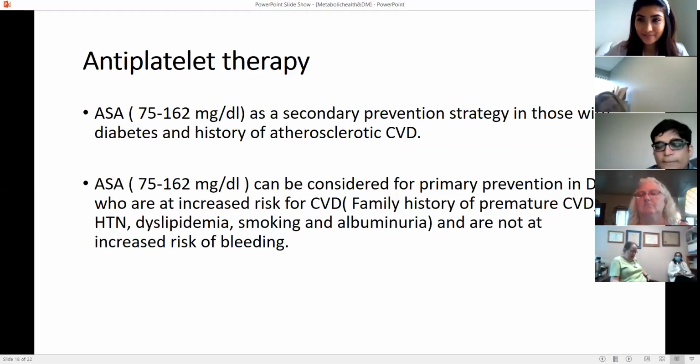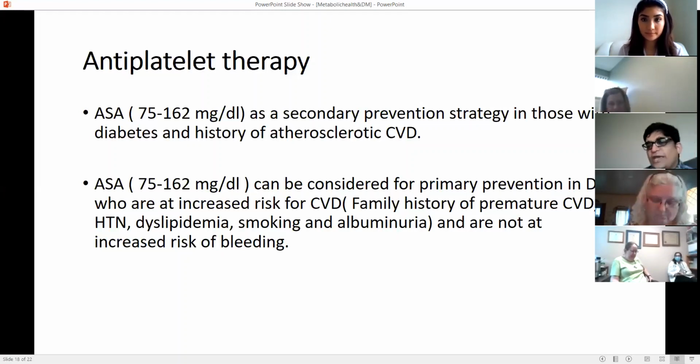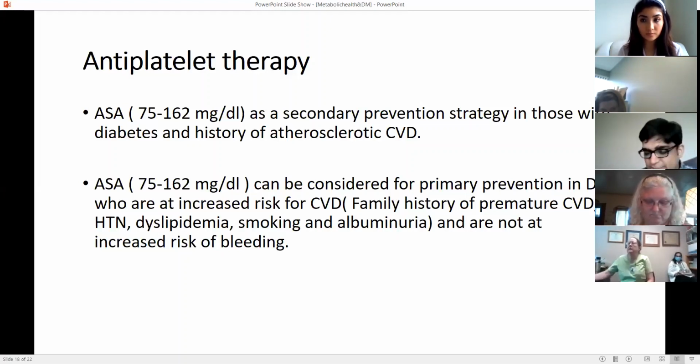Okay, that's all right. All right, so for secondary prevention, yes, we should give it to them. For primary prevention, we have to balance. Do they have bleeding risk? Are they elderly? They're on a lot of medication, and most likely I will not give them aspirin, or not recommend that they take aspirin at that point. Next slide, please.